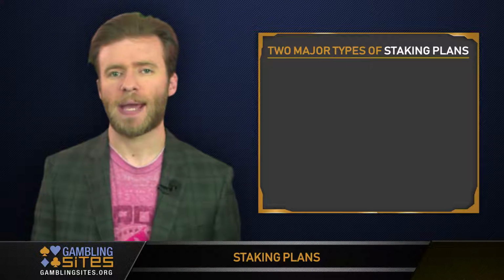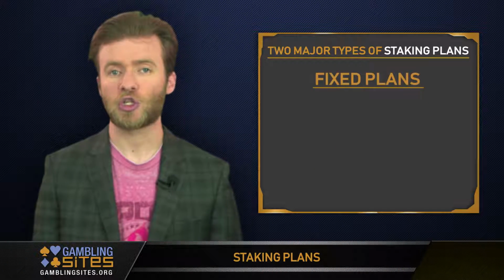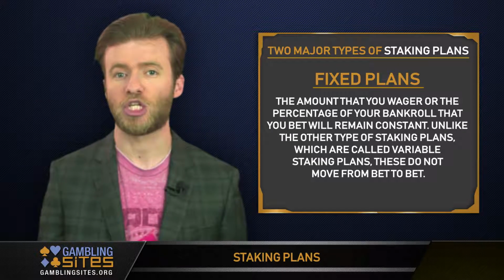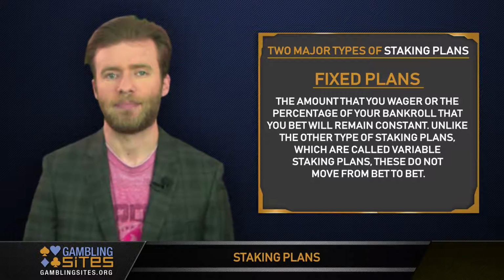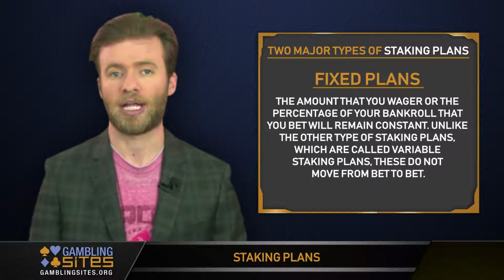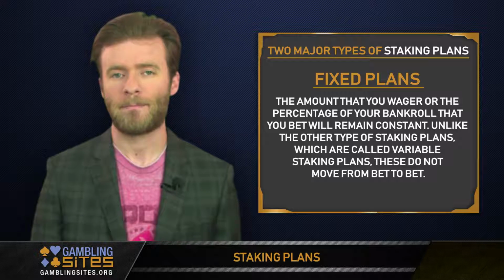There are two major types of staking plans. The first are fixed plans, where the amount that you wager or the percentage of your bankroll that you bet will remain constant. Unlike the other type of staking plans, which are called variable staking plans, these do not move from bet to bet.